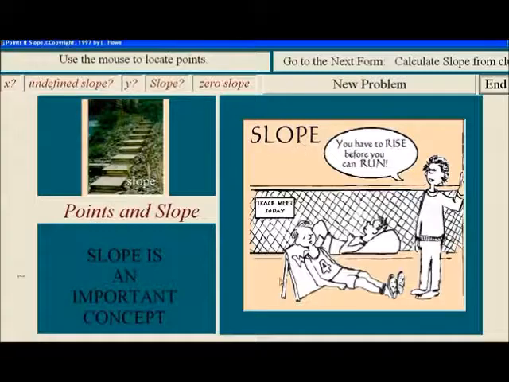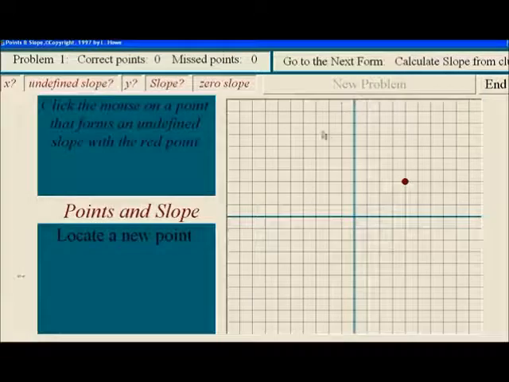So I made this little cartoon, sort of copying some other cartoons, but I made them into track stars, and I hope that this will put a hook in your memory so that you can not make the mistakes that your predecessors have made. And I have the one athlete saying you have to rise, because this kid's sleeping, before you can run. Rise means up and down, and run means horizontally. So let's do a new problem.